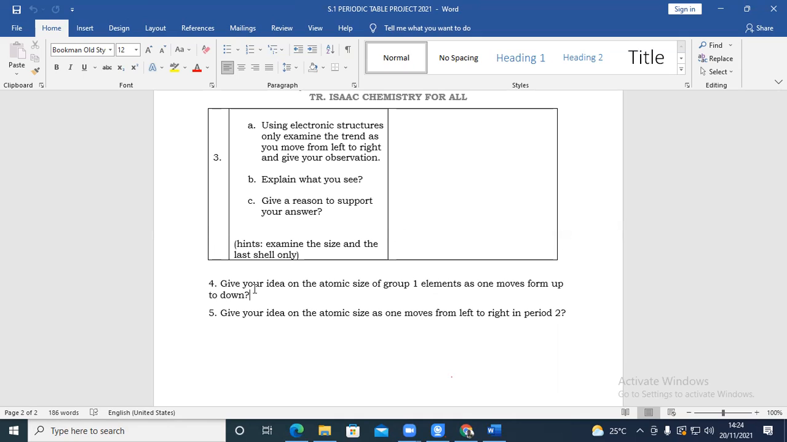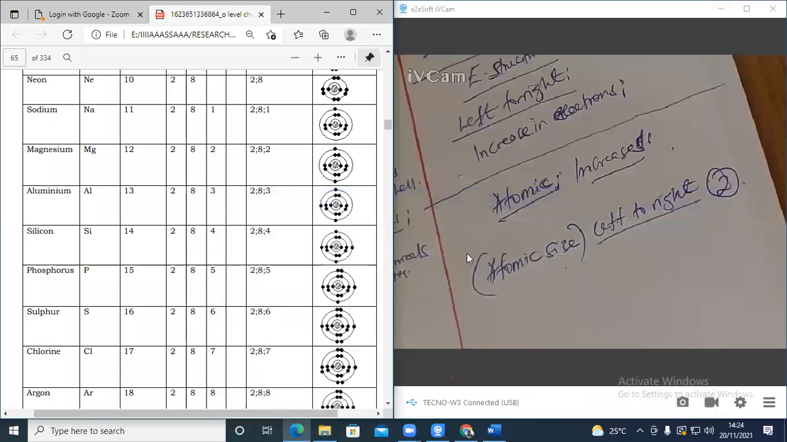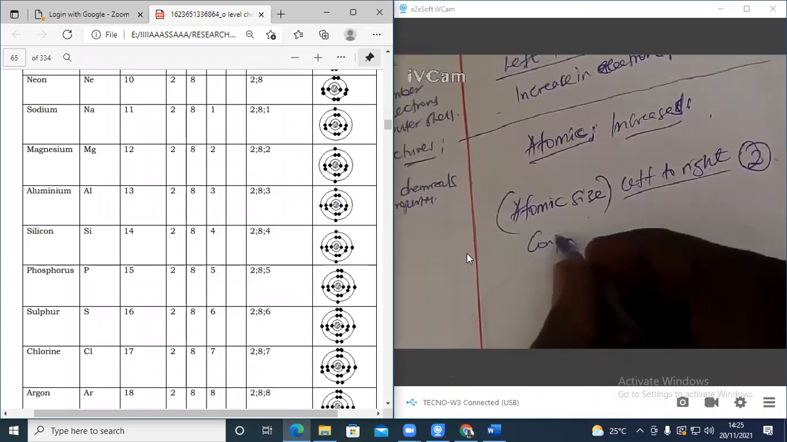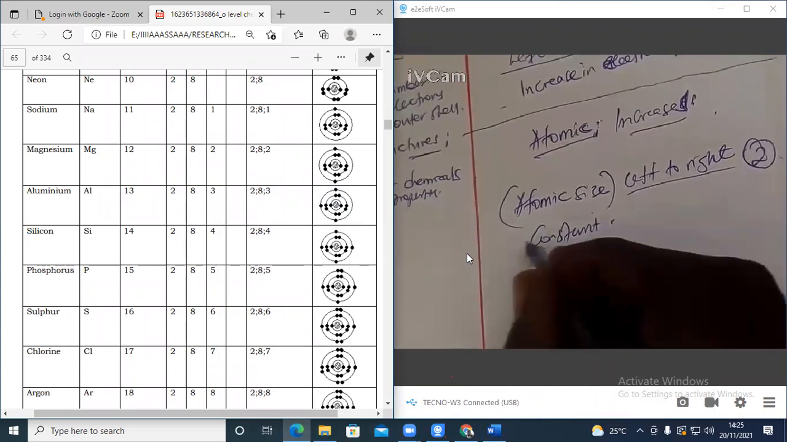Now give your idea on atomic size as one moves from left to right in period 2. What is your idea on atomic size? The size is constant. That's one observation. The size is constant. Next.